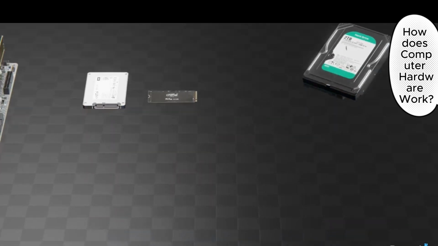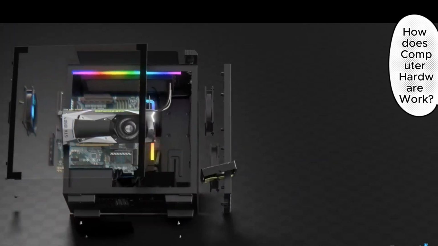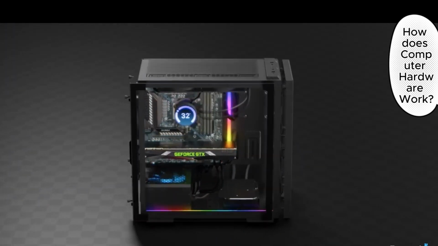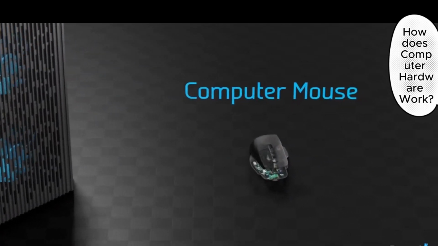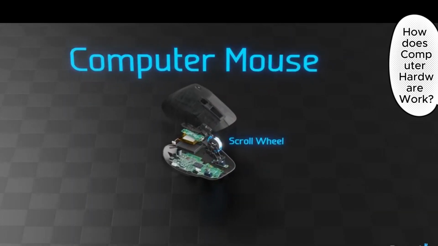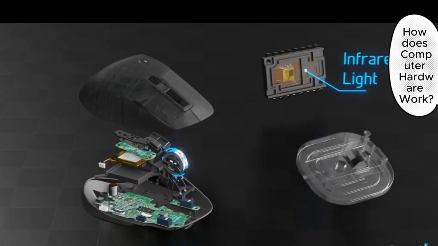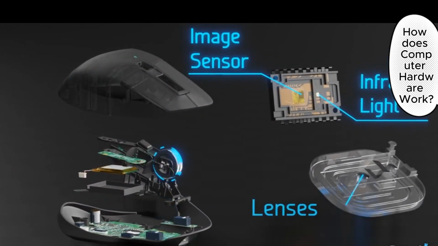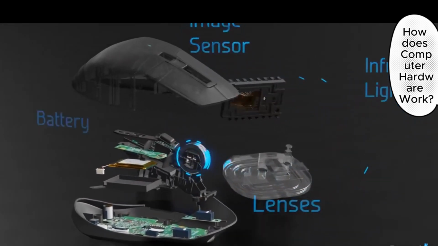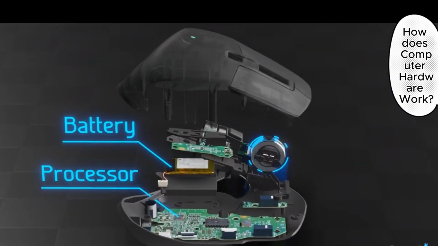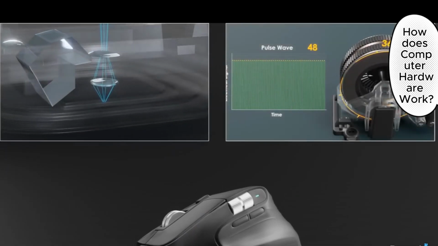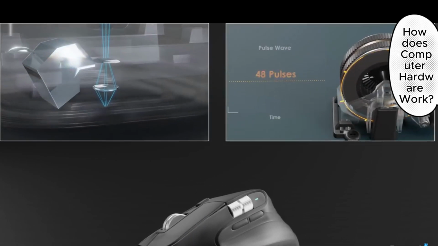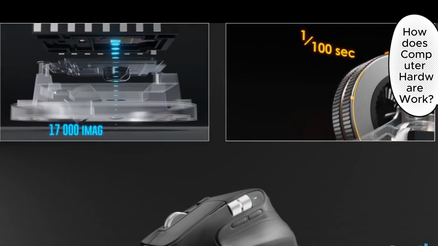Thus far, we've covered all the hardware inside your computer. So, thanks for watching this far. And as a bonus, here's what it looks like inside a computer mouse with the scroll wheel up top, the infrared light, image sensor, and multiple lenses down here, and the battery and processor in the middle. For computer mice, we have separate dedicated videos exploring the image sensor and scroll wheel with incredible details.